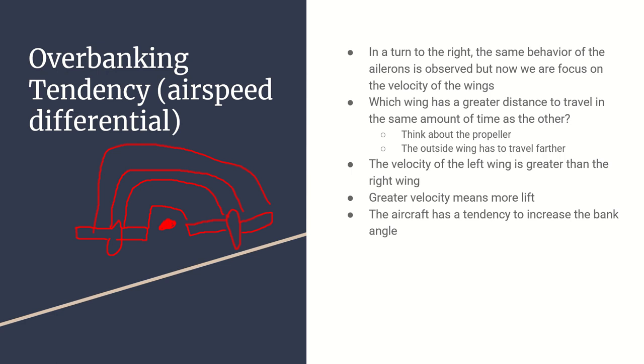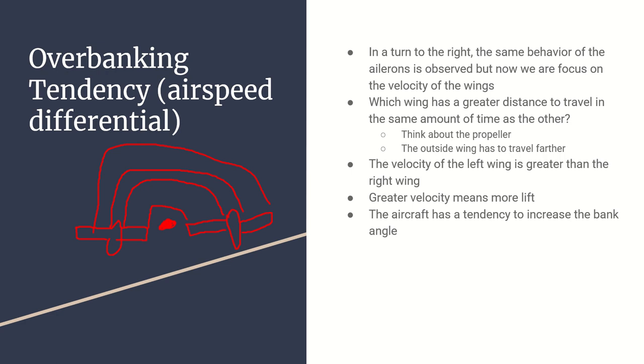So in this particular turn, I know I said we were doing a turn to the right, so I apologize that I drew a turn to the left. But what happens here is the lift created on the right wing in this turn to the left is greater, right? It increases. And when we have that increase in lift, because of the increase of airspeed of that wing, then that wing has a tendency to lift up more than we want it to lift up, okay?